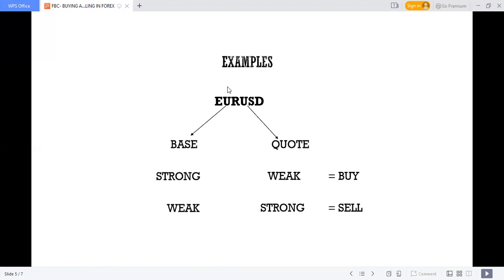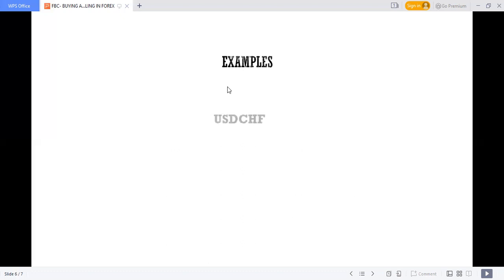So you can analyze the fundamentals of what is happening in the economy. You go to your chart, you analyze, and then you make an entry decision, whether you want to buy or you want to sell. Another example, say we have the USD/CHF. CHF is the acronym for Swiss franc, all right? That's the short form of Swiss franc.